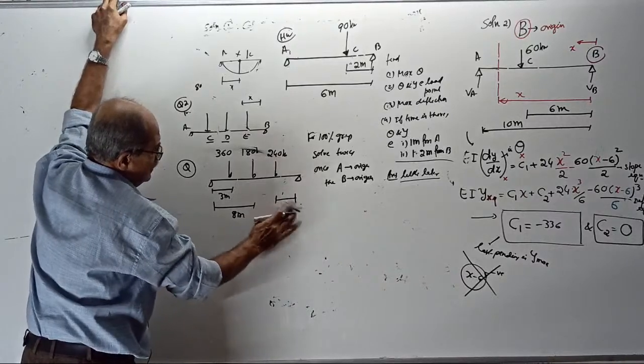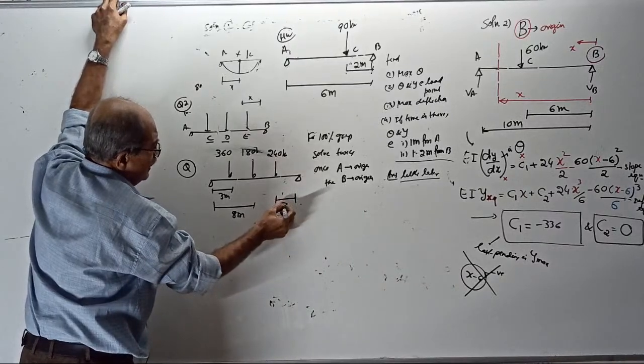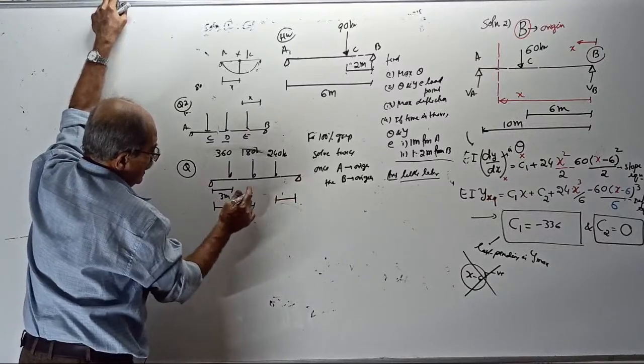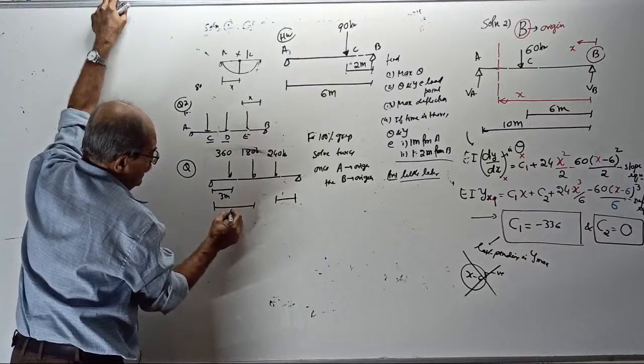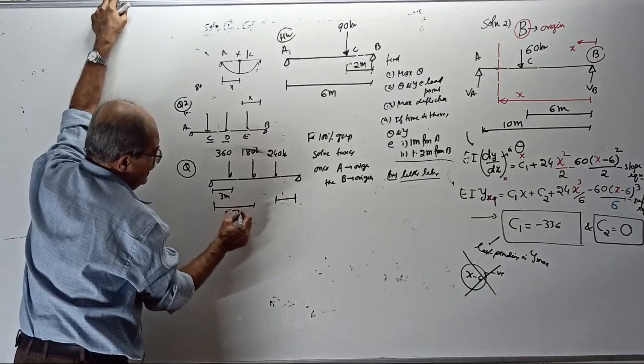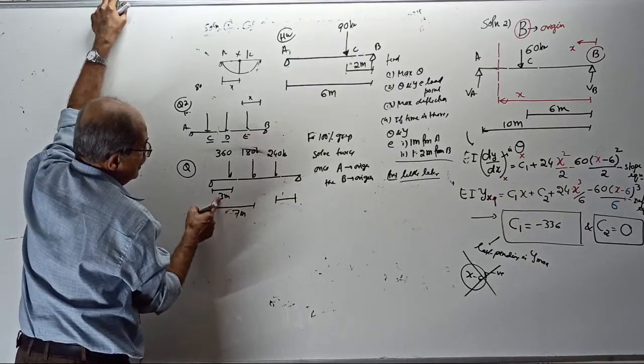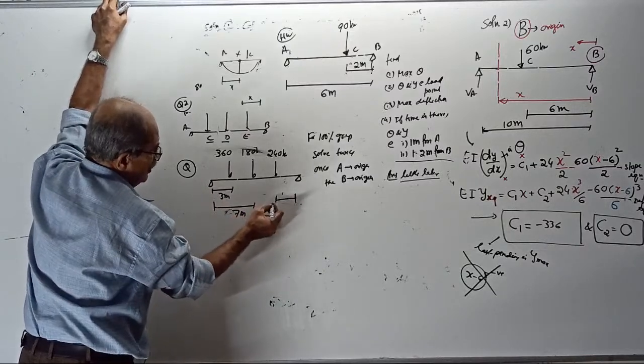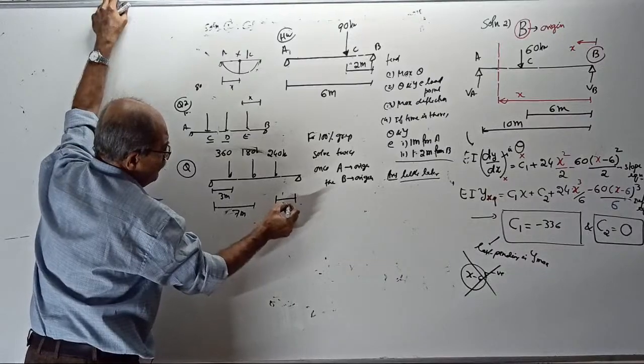Not 4, better. Next is at 3 meter or 4 meter. Do you understand this? 3, 4. Sorry, 3 meter, 4 meter, 7 meter from left end. 10 is done. 7, 3, 10. Ten means this is 6. This is 7, 6, that means 4 meter from right end.